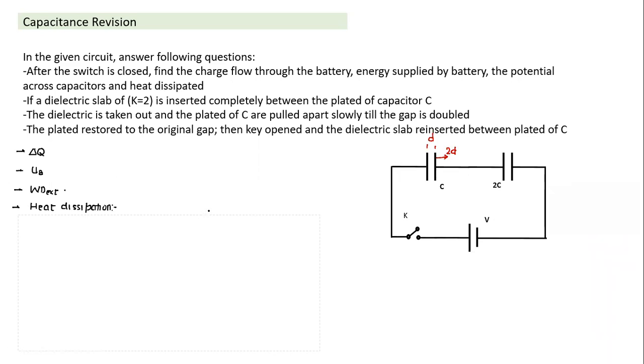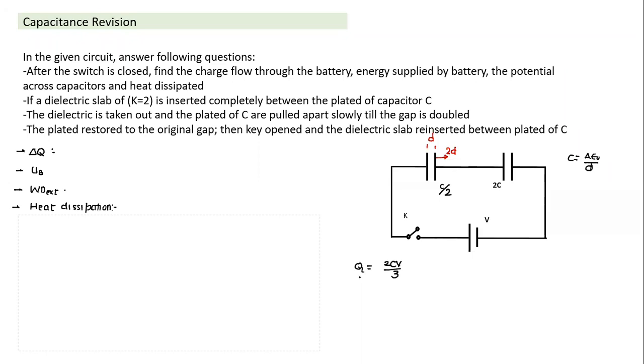What will the charge flow be? As we increase the separation from D to 2D, what will the additional charge flow be? How would you calculate the additional charge flow? The initial charge we know was equal to 2CV by 3. What happens when we make the separation double? The capacitance will change. C is equal to A epsilon naught by D here. When we double the separation, this capacitance will become half. So when we pull it apart to distance 2D, it is equivalent to making it C by 2.